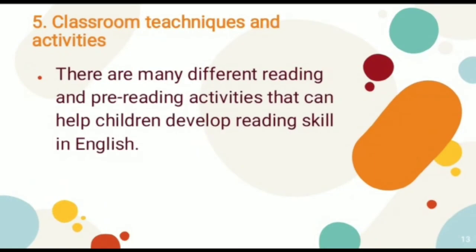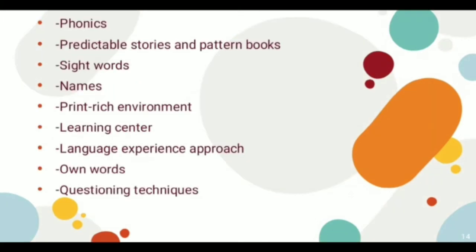Okay, and number 5 is technique and activities. There are many different reading and pre-reading activities that can help children develop reading skill in English. There are 9 things. One is phonics. One of the easiest ways to begin phonics instruction is by introducing sounds and letters that are associated with specific nouns.